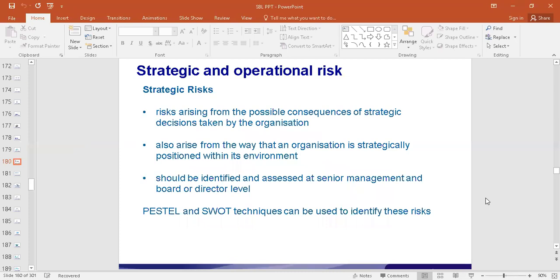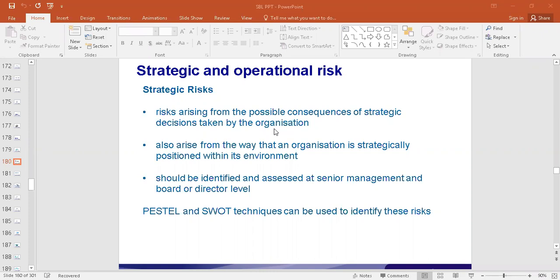Okay. Strategic risk arises from the possible consequences of strategic decisions taken by the organization. Why would it fail? There are many factors about why it would fail. It could be internal, external, all those things. Possible consequences of strategic decisions taken by the organization also arise from the way an organization is strategically positioned within its environment. So it's not just about inefficiency of implementing that.